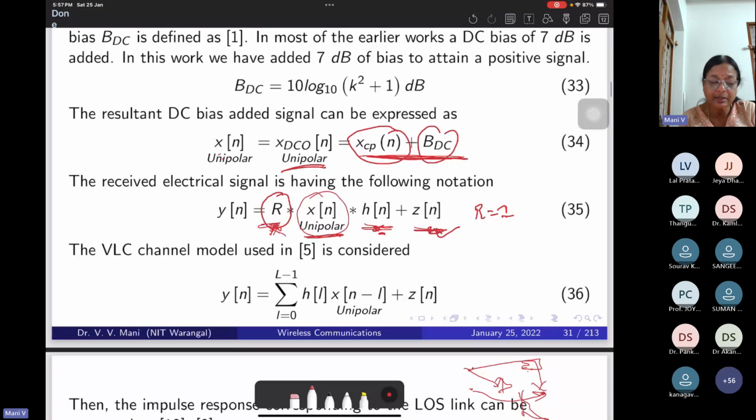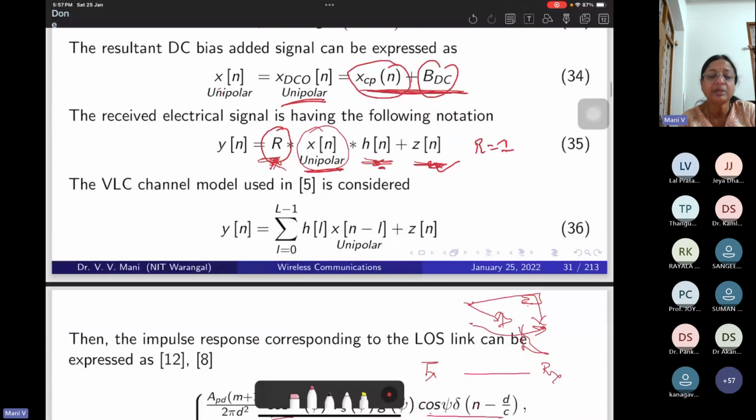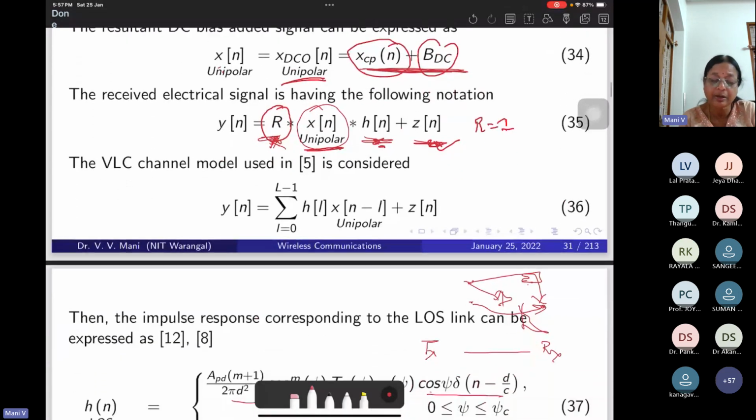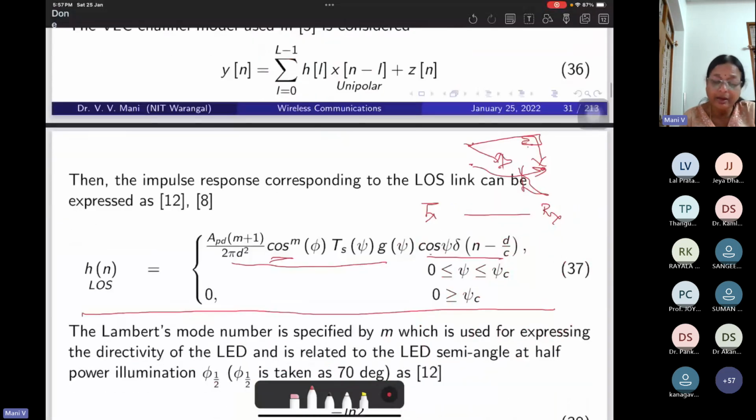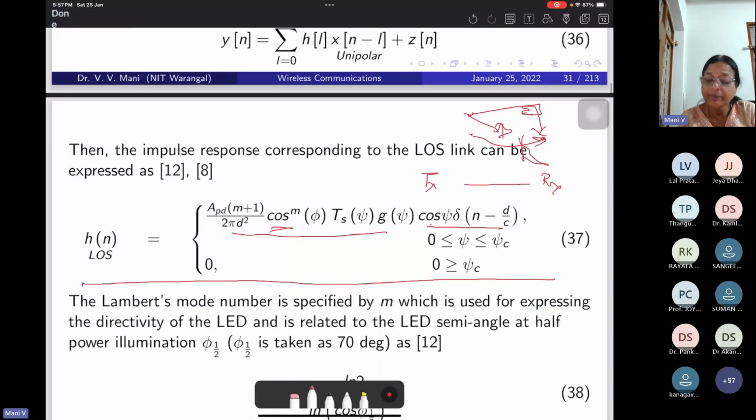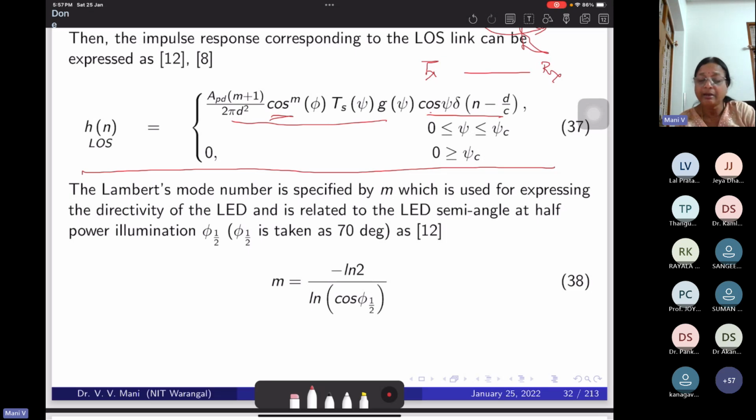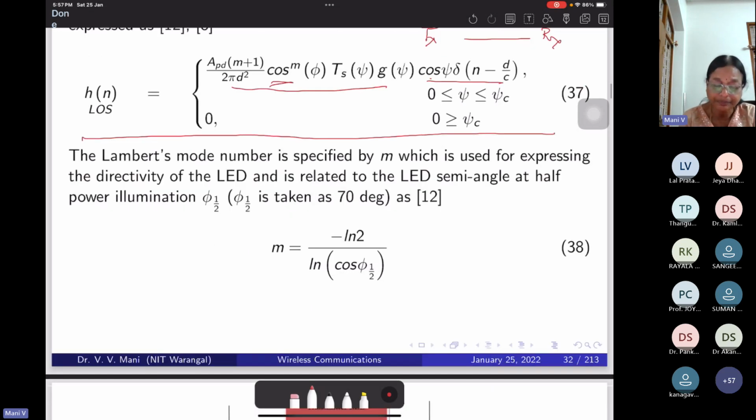Now when the signal is passed through the channel, we know it is a convolution, the unipolar convolution format. The channel format for a line of sight link is given in the literature in this multipath channel format. This is called Lambert mode m. Lambert mode m is used for representing a multipath channel model for visible light communication systems, because the angle of the fall and power illumination, everything is taken into consideration.